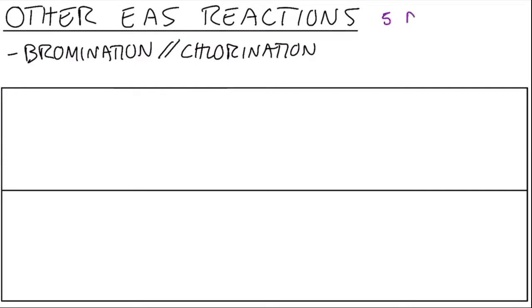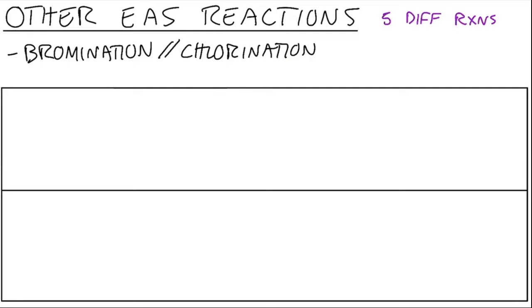So like I said, there are a total of 5 different EAS reactions that we're going to learn about. And the first one you've already heard about, and that's the bromination we just did together. The other side of that is chlorination. If you want to chlorinate, you can do it in exactly the same way, exactly the same mechanism. You just have to replace all the bromines with chlorines.